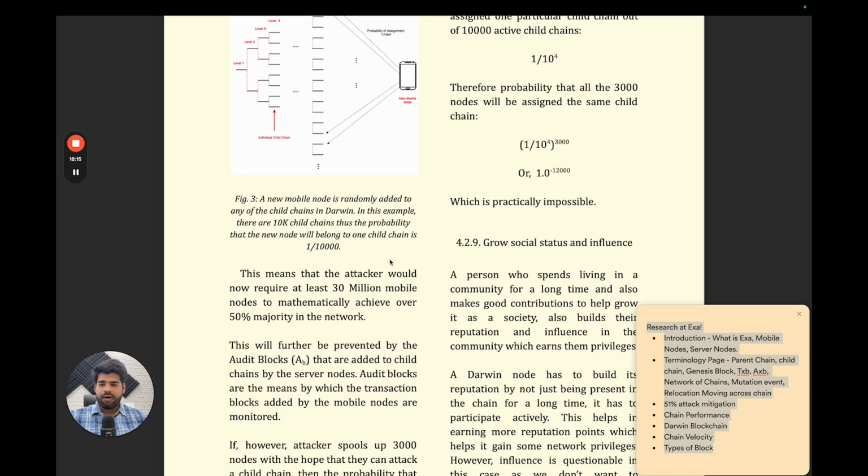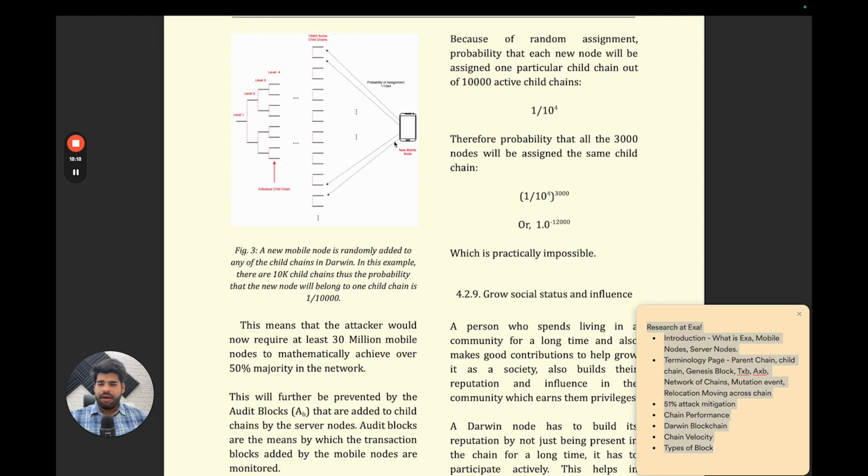So how low are we talking about? First of all, the probability that this new node will join one particular child chain that the attacker wishes to attack is 1 divided by 10,000, which is defined over here. So this is the probability for a node to join one particular child chain. Now if the attacker has spooled, let's say, 3,000 of those mobile nodes, and they all wish to join that particular child chain, this is already quite low. So if you do the math, if you just look at the numbers, this is practically impossible for any attacker to attack the network, even if all the child chains have a limited number of mobile nodes.